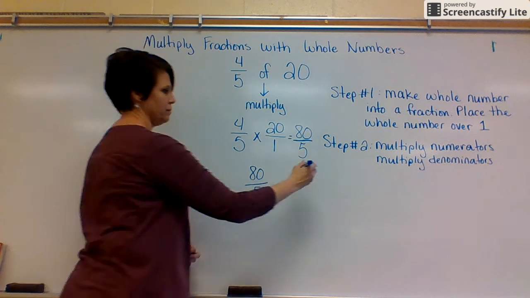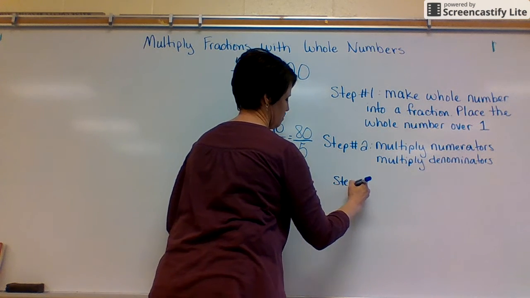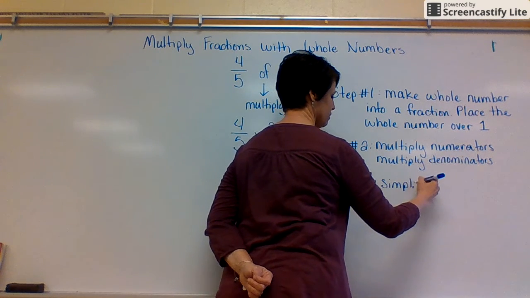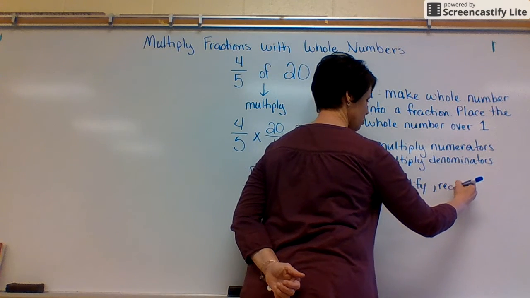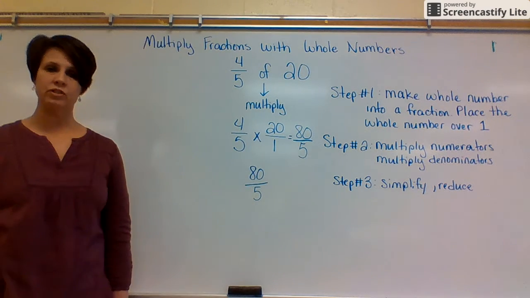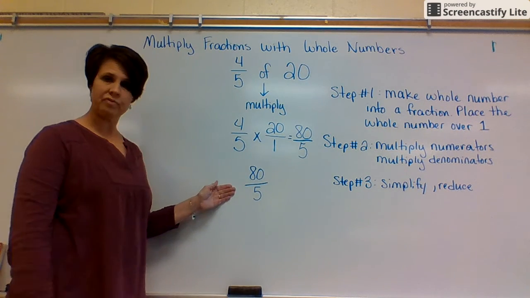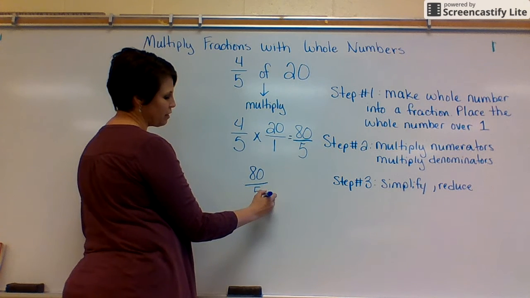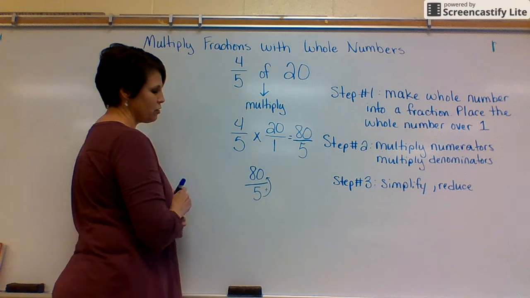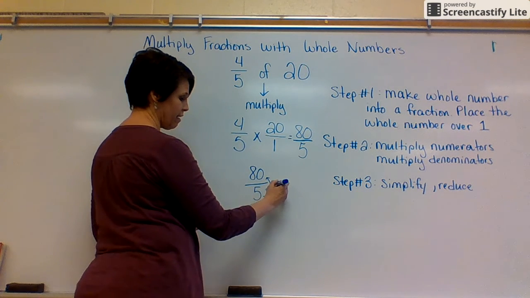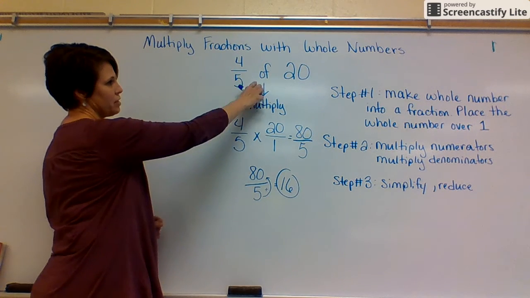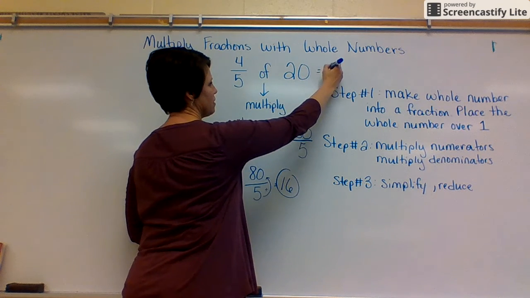Step number 3. We must simplify, reduce. Remember, those are the same words. We must simplify or reduce our answer. We have an improper fraction. So to simplify an improper fraction, we divide the denominator into the numerator. 80 divided by 5 is 16. So 4/5 of 20 is 16.